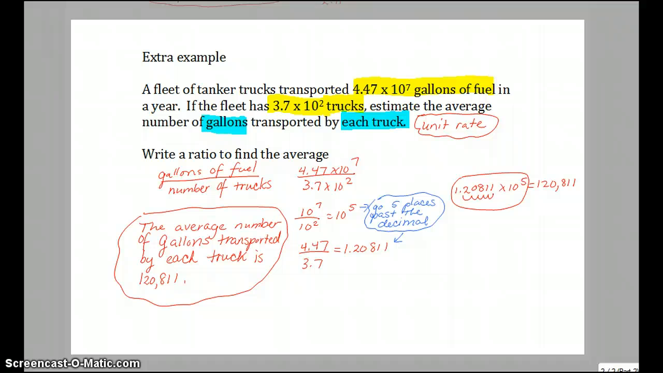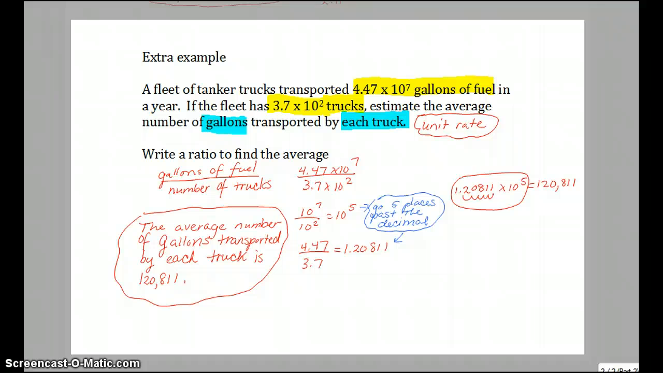4.47 divided by 3.7 is a big, long number. You need 5 digits past the decimal because you have 10 to the 5th. So you need 5 places because you move that decimal 5 places when you multiply by 10 to the 5th. You did have to round this one. It went 1.208108, and that 8 told that 0 to go up to a 1, so it's 1.20811. Make sure you round correctly. When you multiply 1.20811 times 10 to the 5th, that's the scientific notation answer.